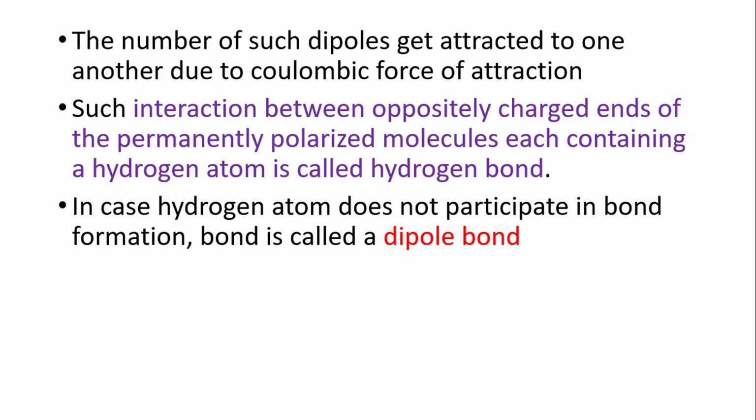Now, in case hydrogen does not participate in the bond, since there is no hydrogen but it is a dipolar interaction, the bond will be a dipole bond. It is also a dipole bond, but special importance is given to the hydrogen atom. Okay, so what is hydrogen bond? The hydrogen bond is the bond that takes place due to interaction between oppositely charged ends of permanently polarized molecules, each containing a hydrogen atom, okay, is called hydrogen bond.